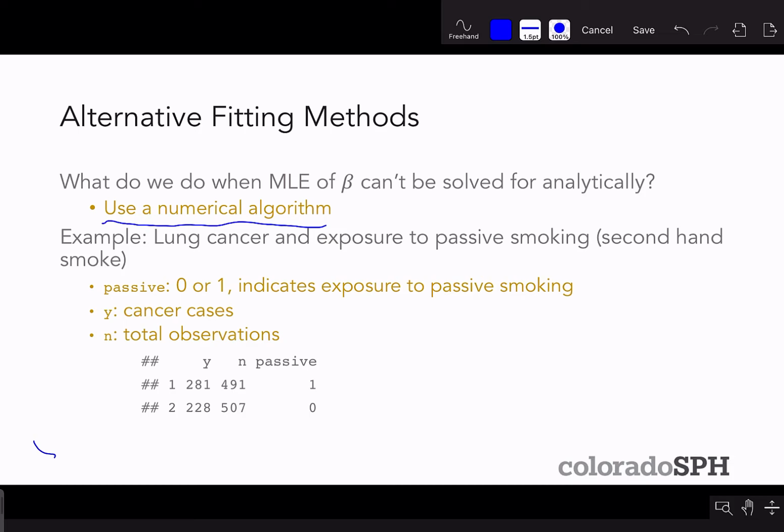And the example comes from this 2x2 table where the outcome is lung cancer, yes or no, and the covariate of interest is exposure to secondhand smoke, called passive smoking in this data set, where the variable passive can take on a 0 or 1, 1 indicating exposure to passive smoking and 0 indicating no exposure. And here Y are cancer cases, and N are the total number of observations for each of those groups.